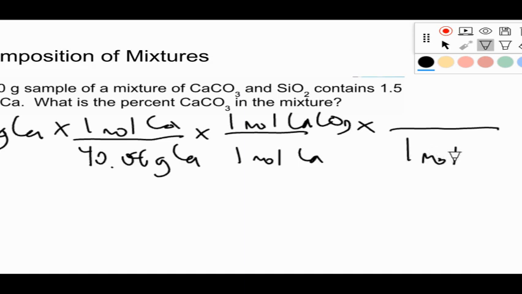And then I'm going to have 1 mole of CaCO3 to the grams of CaCO3. I'm going to add up my 1 calcium, so 40.08, plus 1 carbon, 12.01, plus 3 oxygen, so 16 times 3. And that gives me 100.09. Then again, I'm going to mathematically calculate it out. So I'm going to do 1.5 divided by 40.08 times 100.09.